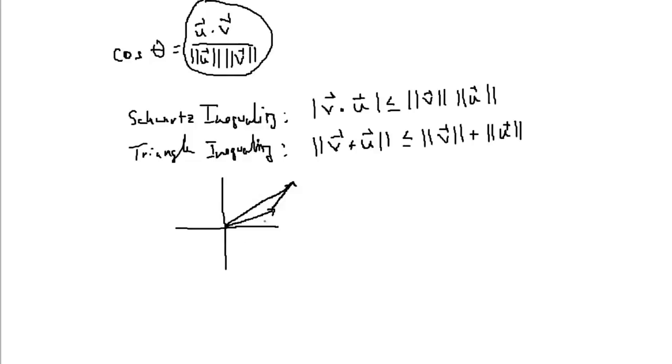So the best I can do, the longest this can get, is if v and u, the two vectors that I add, happen to go in the same direction. If this is v and this is u, that's when I get the equal to. V plus u, its length is equal to the length of v plus the length of u. Any other situation, the resultant vector will always be shorter, less than the sum of the lengths of the two vectors.